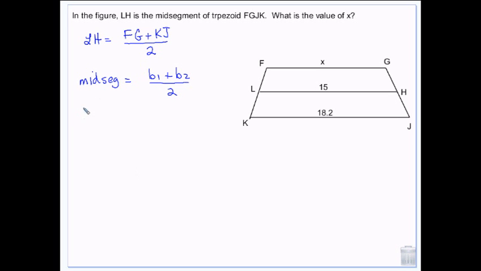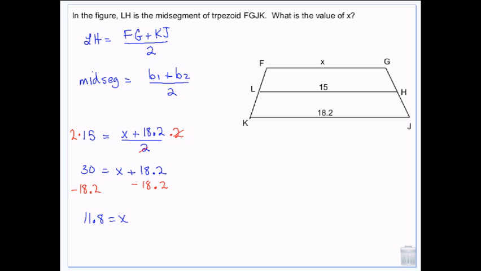Okay. Either way, I know that this is 15. That's x. That's 18.2. And now I just have to solve for x. So to solve for x, I'm going to multiply both sides by 2 to cancel those 2's out. And I get 30 is equal to x plus 18.2. And then I subtract 18.2 to get x by itself. 30 minus 18 is 12, minus 0.2 is 11.8. So x would be 11.8.